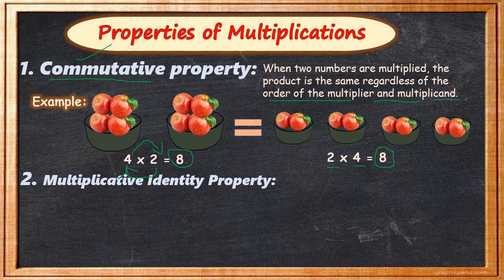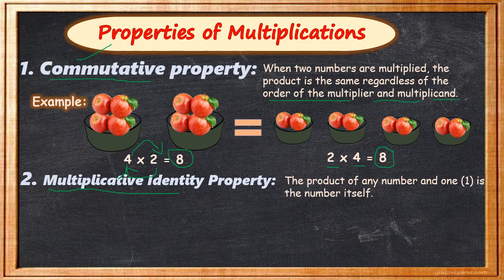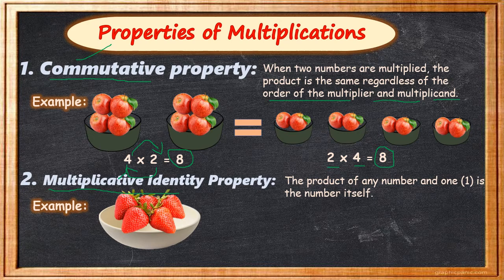Multiplicative identity property. In this property, children, if we multiply 1 with any number or any number with 1, the product will be the number itself. The product of any number and 1 is the number itself. Now let's see an example. What is this? 1 bowl with how many apples? 1, 2, 3, 4, 5, means 5 into 1 is equal to 5.